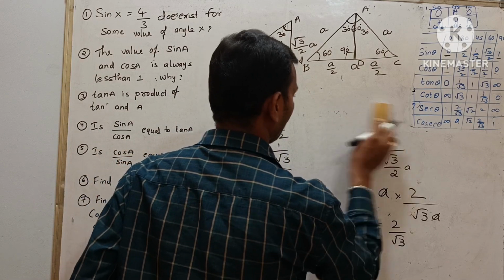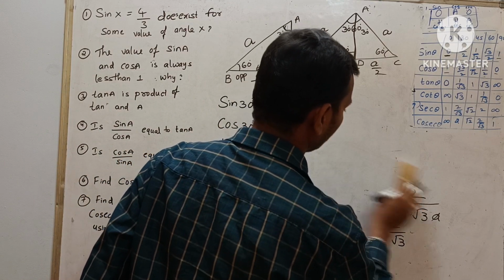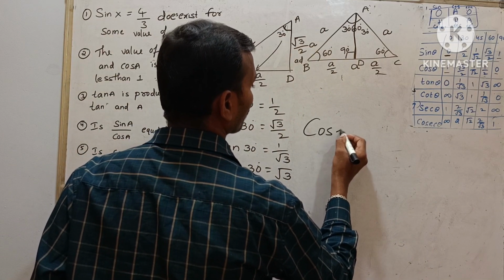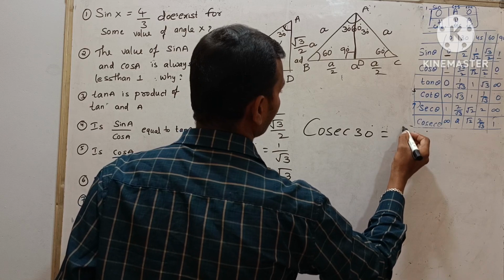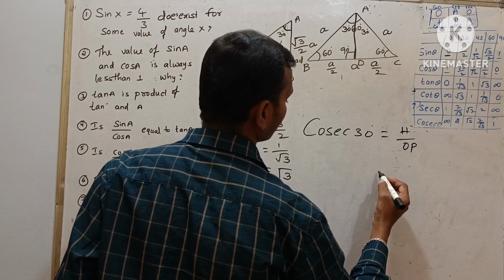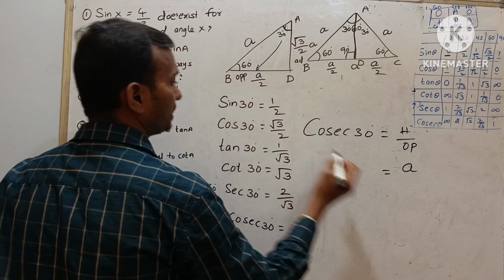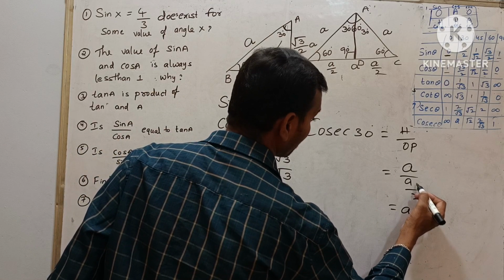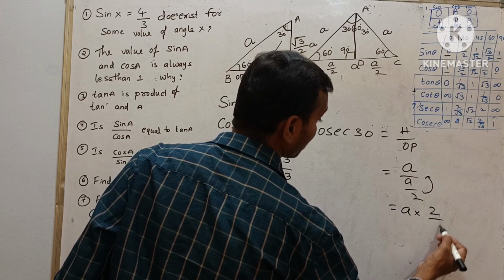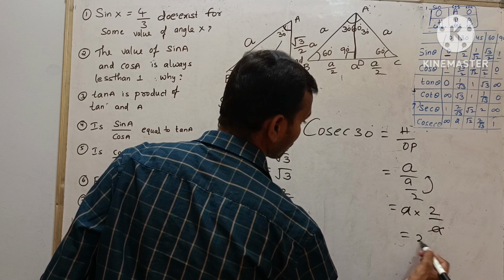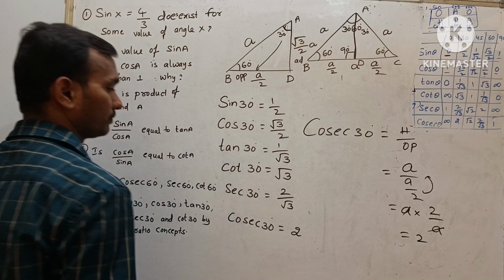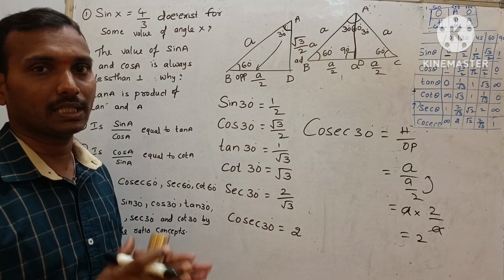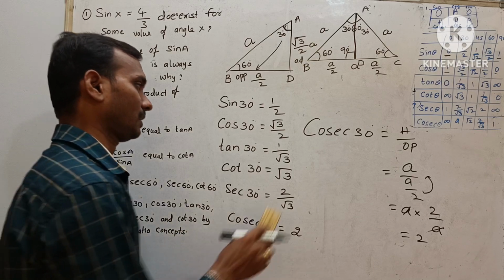Next, cosecant 30. Cosecant is nothing but hypotenuse by opposite. Hypotenuse is nothing but A, and the opposite is A by 2. Fraction by fraction, whenever the denominator is a fraction it goes to the numerator and becomes reversed. A gets cancelled, we are left with 2. So this is the way we can calculate sin 30, cos 30, tan 30, cot 30, secant 30, cosecant 30.